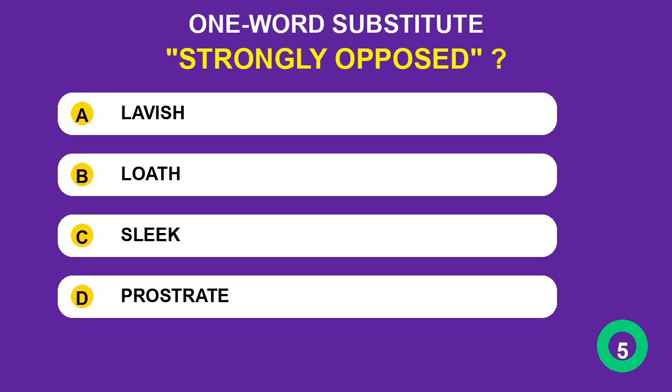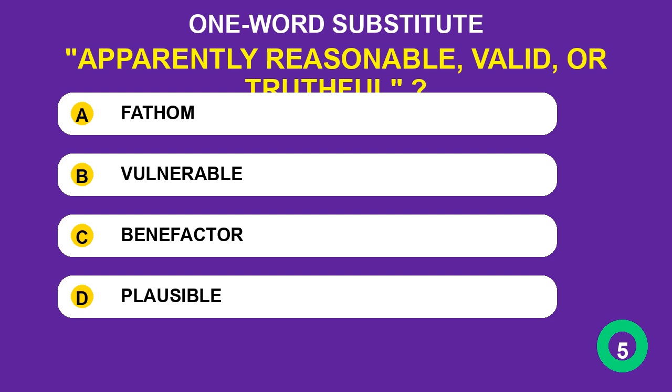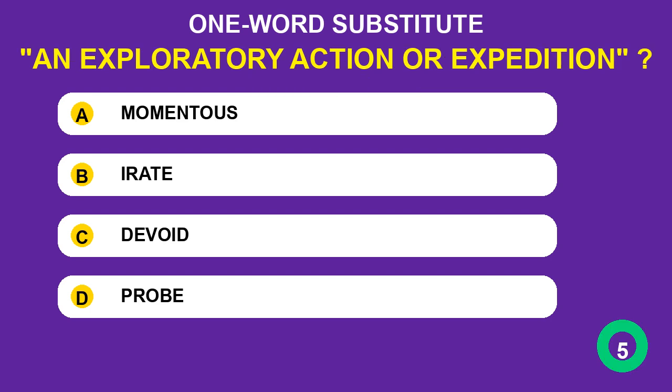What is the one word for, strongly opposed? The correct answer is loath. What is the one word for, apparently reasonable, valid, or truthful? The correct answer is plausible. What is the one word for, an exploratory action or expedition? The correct answer is probe.